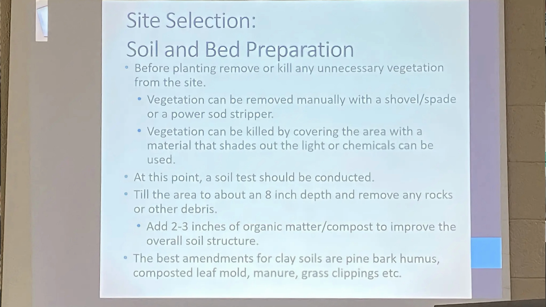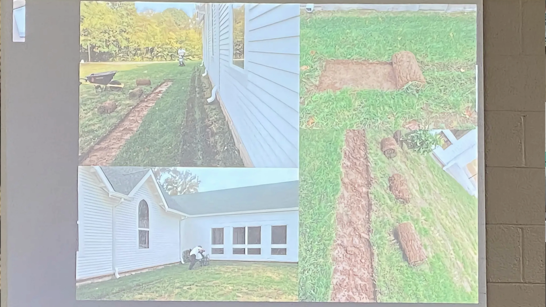Till the area to about an inch depth and remove any rocks or any other debris. Add 2 to 3 inches of organic matter compost to improve the overall soil structure. The best amendments for clay soils are pine bark humus, composted leaf mold, manure, grass clippings, etc. And here is a picture of sod, some grass. I think I'm on strips.